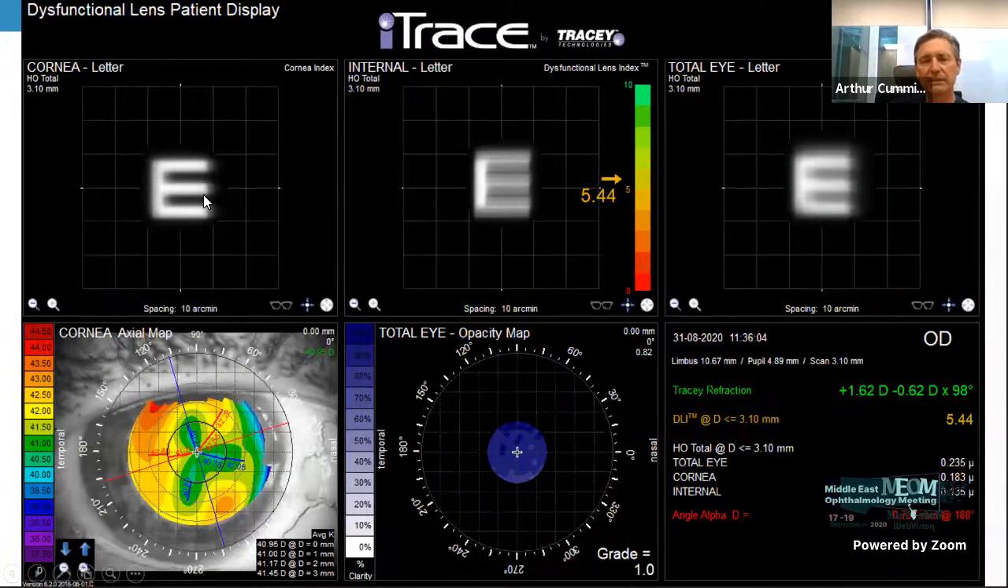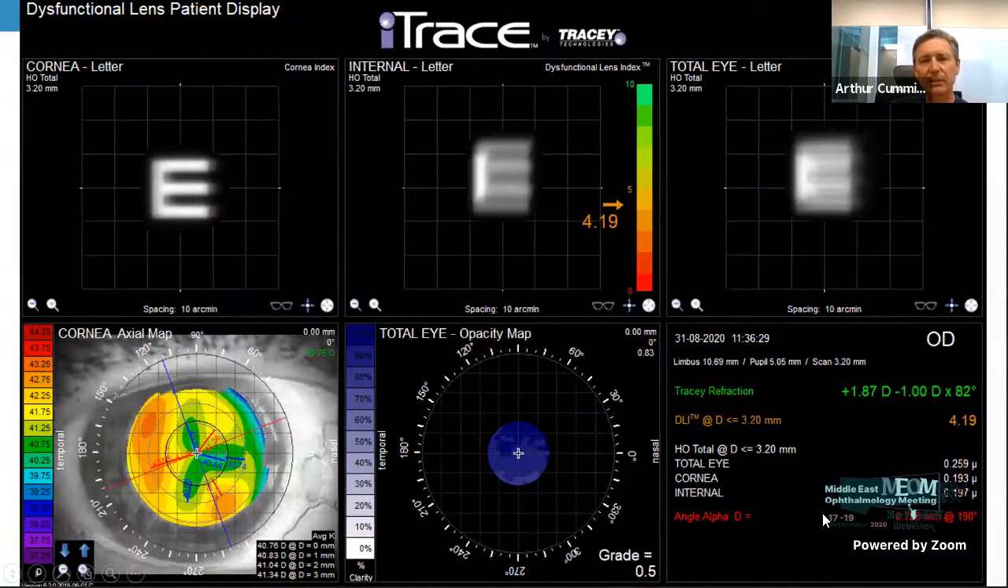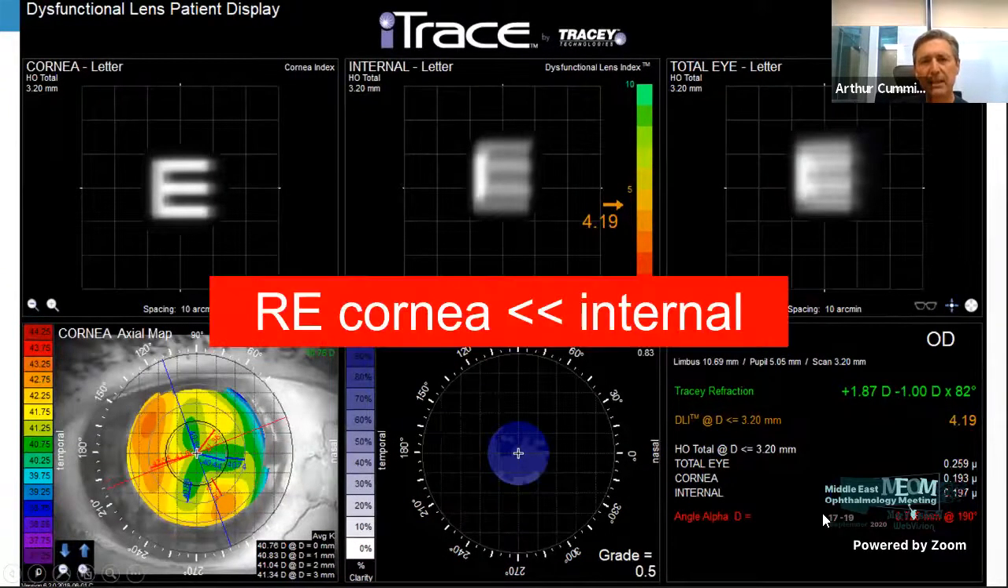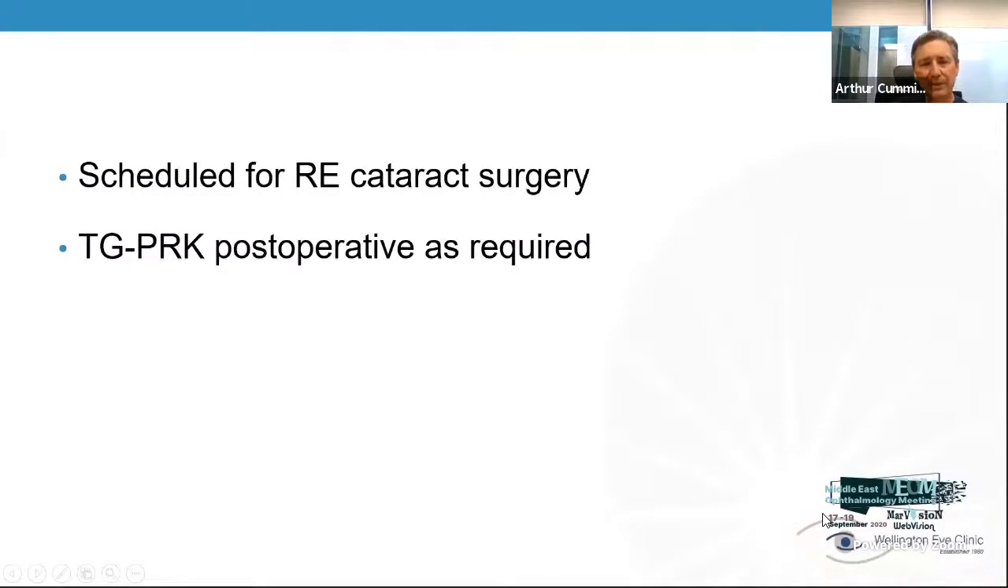9 months ago, this was different. So this has just made me change my mind. And I'm now going to, instead of doing a topo-guided PRK, first go and do the cataract operation. And then we'll do a topo-guided PRK postoperatively as required.